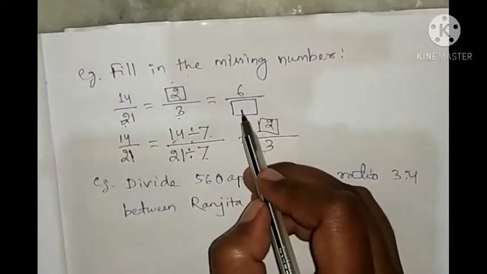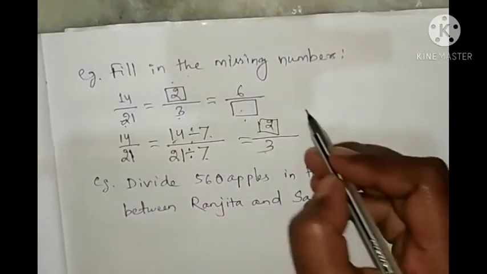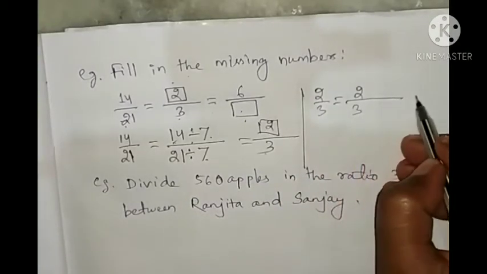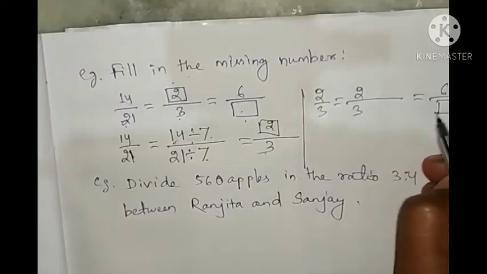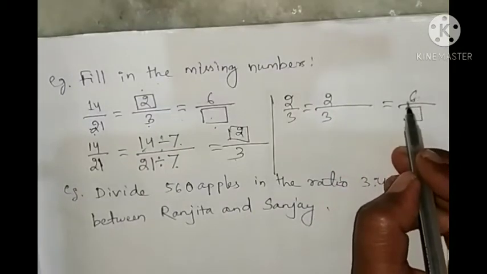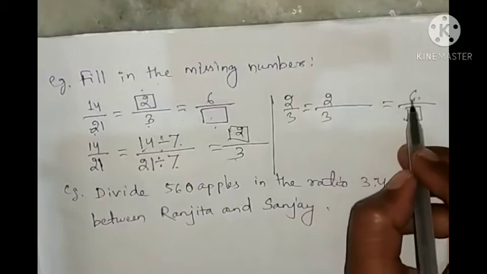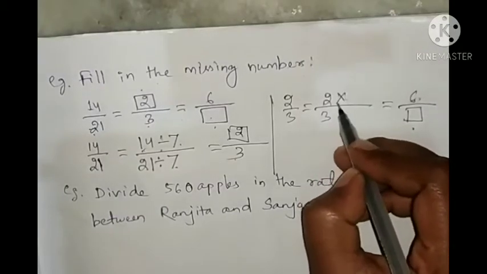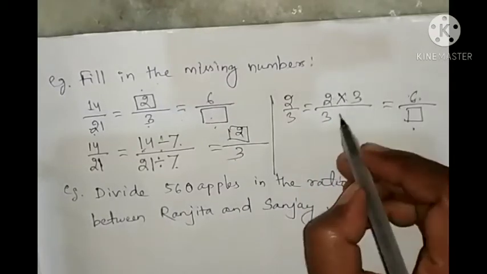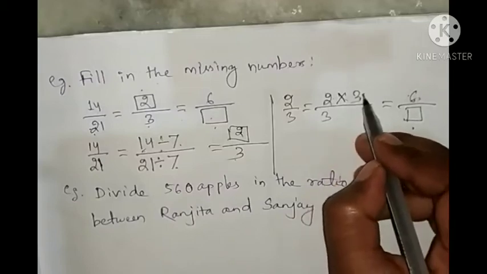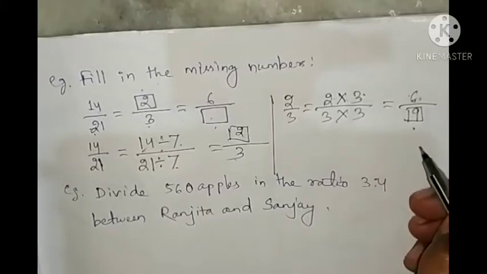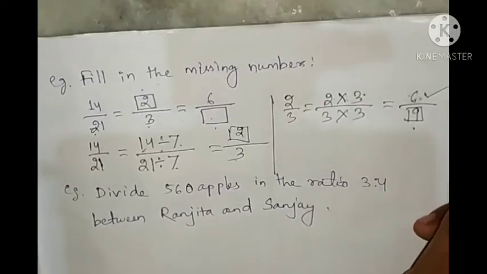Next you are getting 6 and the denominator is missing. So I'll write 2 by 3 equal to 6 by, and keep the space. Here you will see it is 6, which is more than 2, which means a number has been multiplied. Multiplication has been done. 2 into 3 is 6, which means if you multiply the numerator by 3, you will multiply the denominator by 3. So what will you get? 6 by 9. This is how you can easily find the missing number.